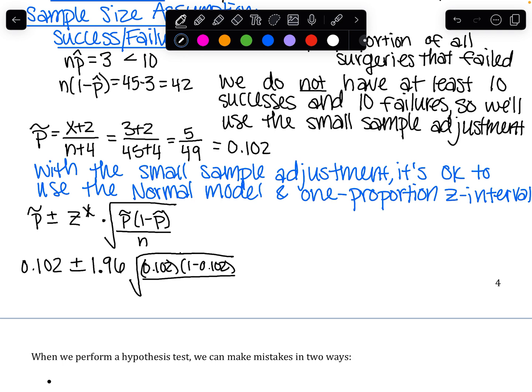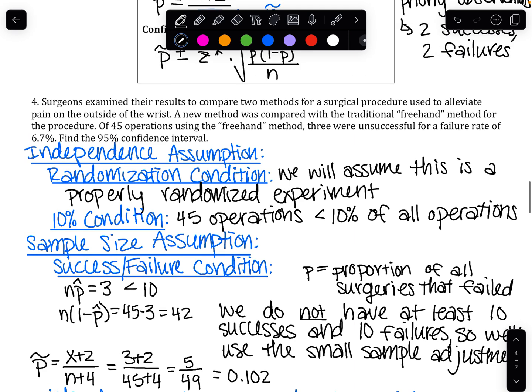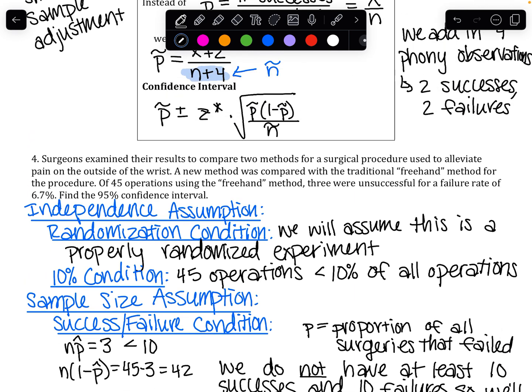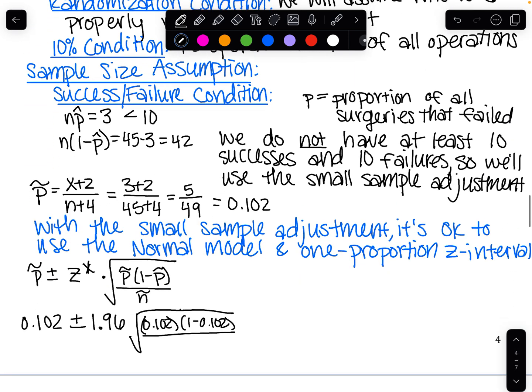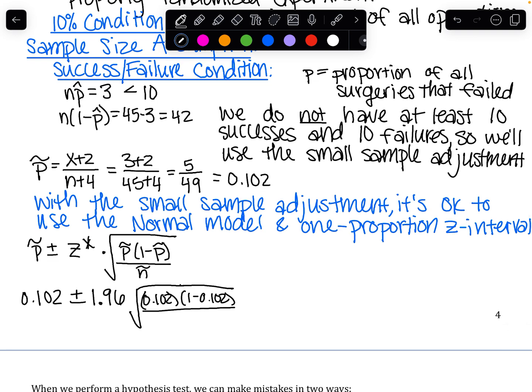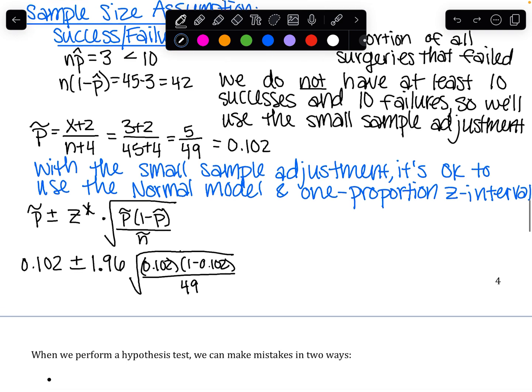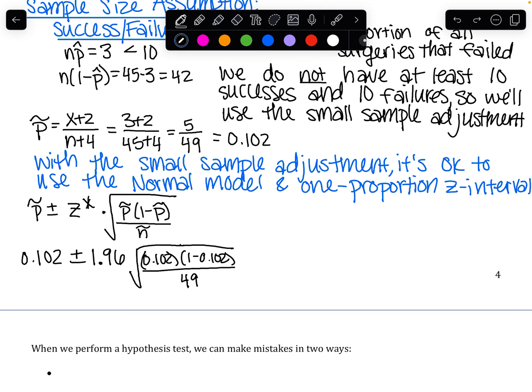We're using, I messed up. We're using the adjusted sample size in here, the n with the little squiggle on top. So I'm putting 49 in here, not 45. Make sure you fix that on yours. Okay, and then that comes out to 0.102 plus or minus 0.085. So we get 0.017 to 0.187.